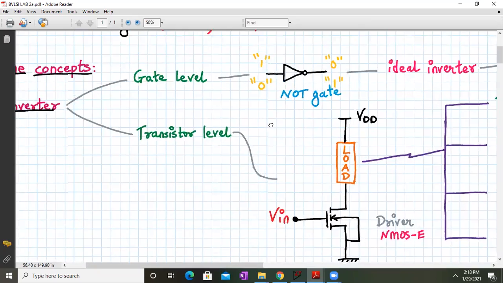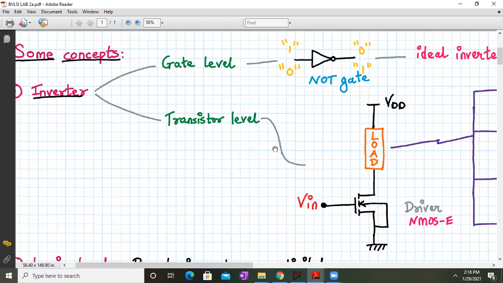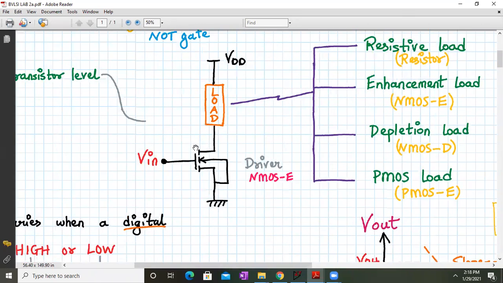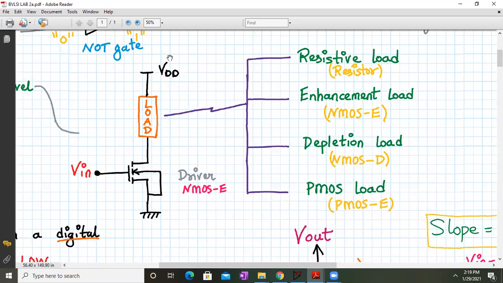Similarly, in this subject of VLSI, we will be studying the same inverter circuit, but at the transistor level. This was at the gate level, but ultimately this NOT gate symbol is made up of transistors. So we will use an NMOS inverter basically. The NMOS inverter is basically your driver. For all the inverters we will use an NMOS enhancement transistor as the driver, wherein the input is applied to the gate, and the load will keep on changing, which is connected to the VDD, right?